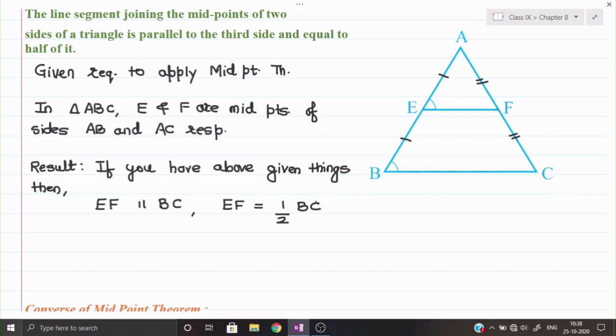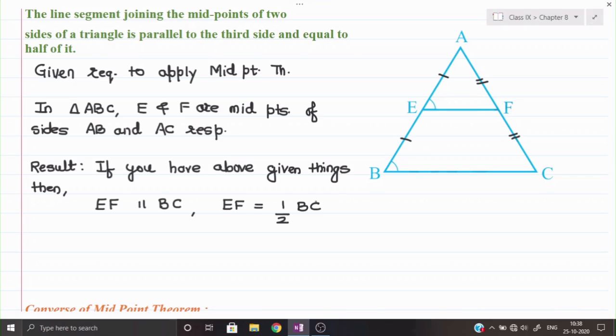When you join the two midpoints, it will form a line, and that line will be parallel to the third side and equal to half of it. That means the line joining the midpoints will be half of the third side. EF will be half of BC. Okay, this is your theorem.